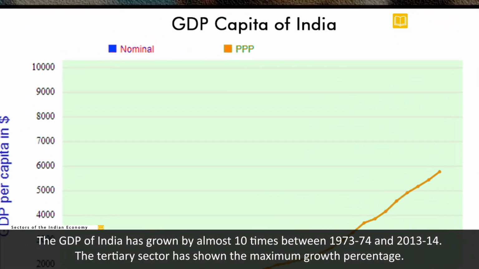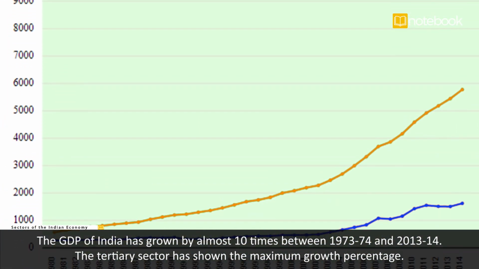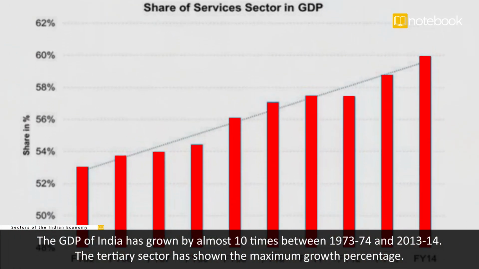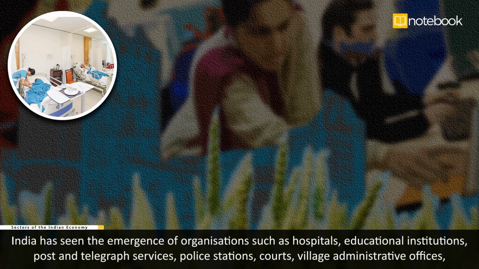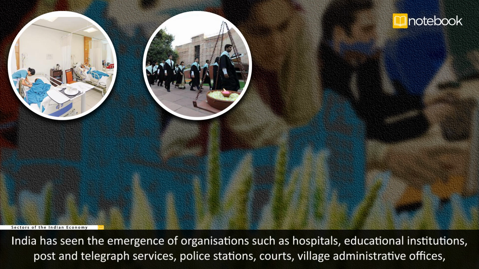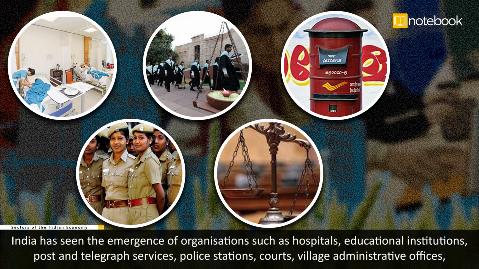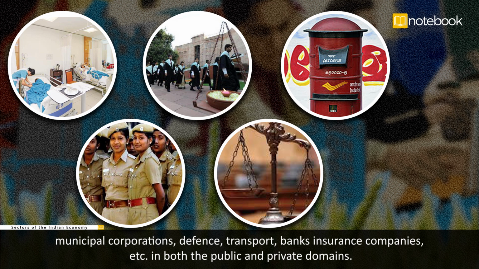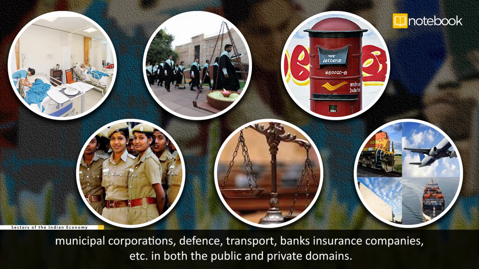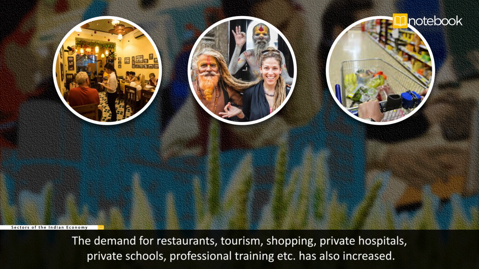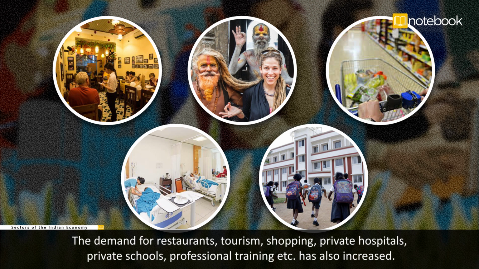The GDP of India has grown by almost 10 times between 1973-74 and 2013-14. The tertiary sector has shown the maximum growth percentage. India has seen the emergence of organizations such as hospitals, educational institutions, post and telegraph services, police stations, courts, village administrative offices, municipal corporations, defense, transport, banks, insurance companies, etc. in both the public and private domains. The demand for restaurants, tourism, shopping, private hospitals, private schools, professional training, etc. has also increased.